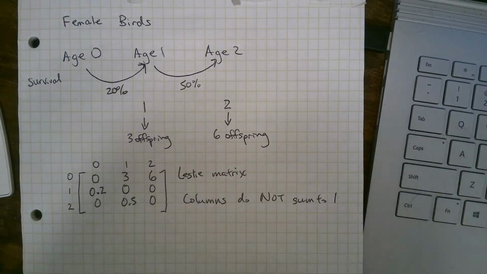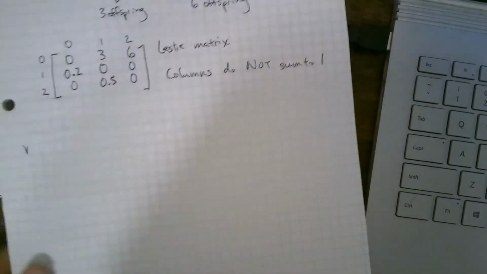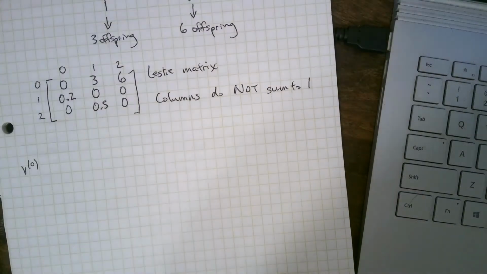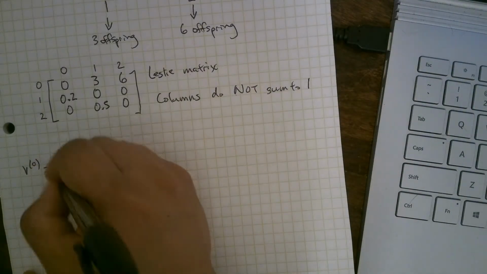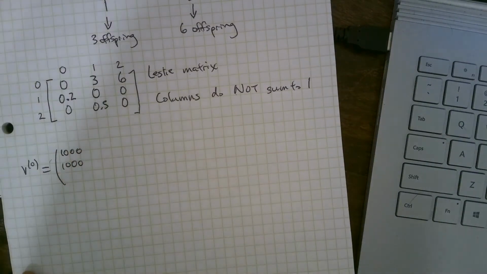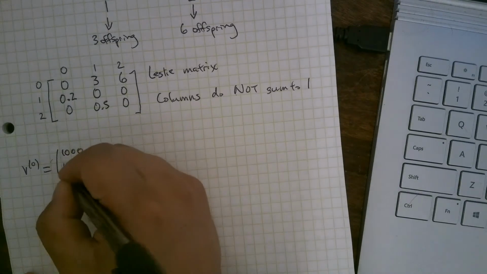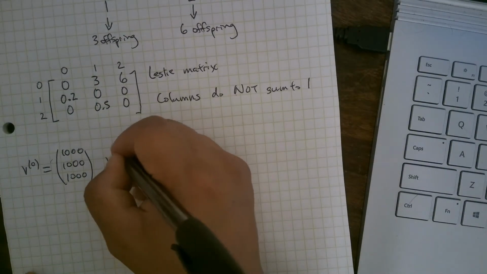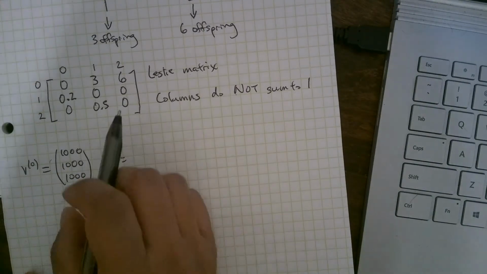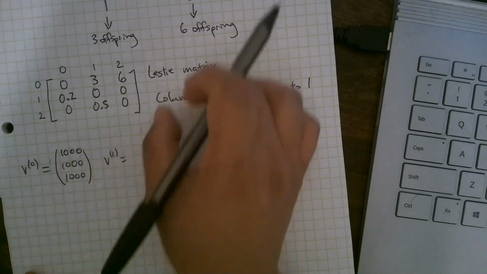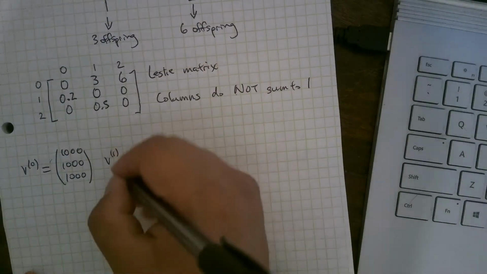Well, we can start with a population. Let's say in year 0, the female bird population is 3,000. There's 1,000 of each age. 1,000 age 0 female birds, 1,000 age 1 female birds, and 1,000 age 2 female birds. Then we could just multiply, same thing as usual, multiply the matrix by the column vector on the right, and then we're going to get these results.